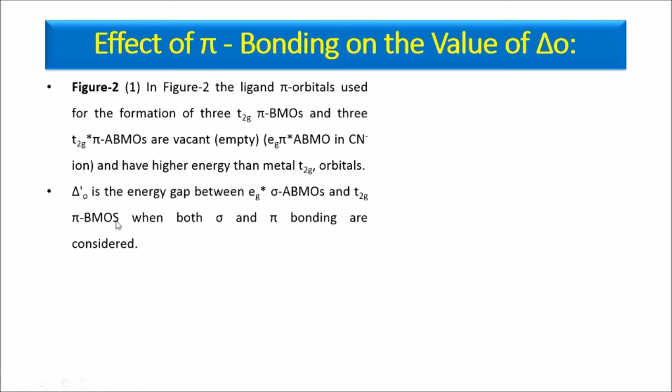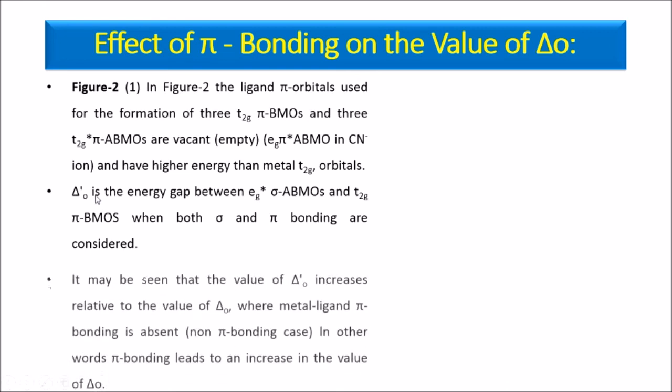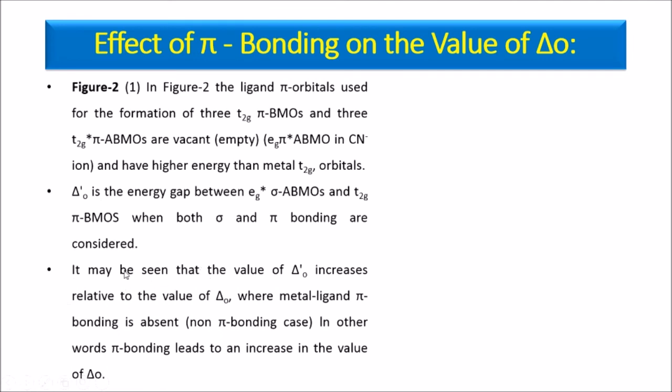So delta dash O, the energy gap between Eg star sigma ABMOs and T2g pi BMOs, when both sigma and pi bonding are considered, is going to be more compared to delta O, the splitting when only sigma interaction is there. It may be seen that the value of delta dash O increases relative to the value of only delta O. When I say only delta O, that is only sigma donation interaction between metal and ligand. When I say delta dash O, that is pi interaction between metal and ligand.